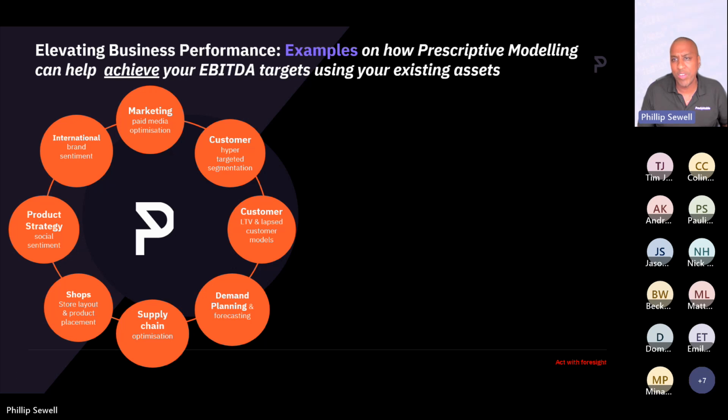So data is used in every part of your organization. Prescriptive analytics is designed to augment, not replace, productivity and profitability in every aspect of your business. So let's explore some practical applications within your own businesses.